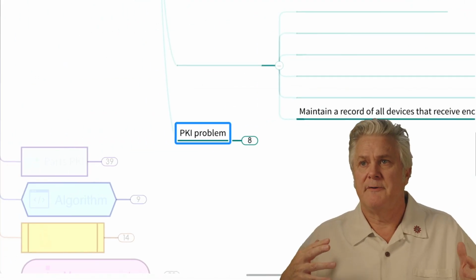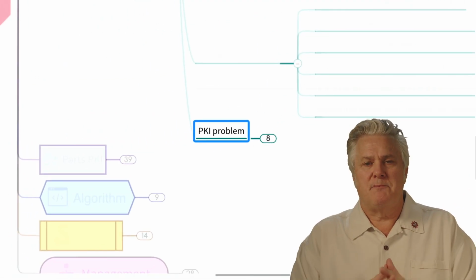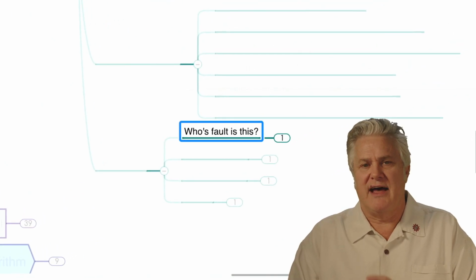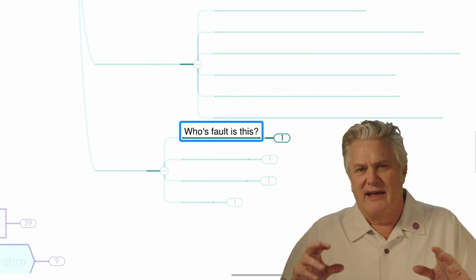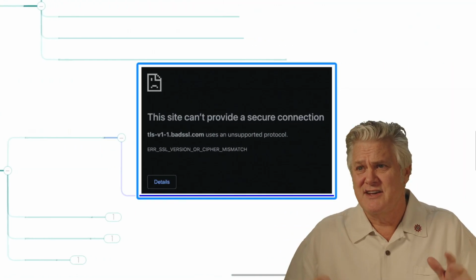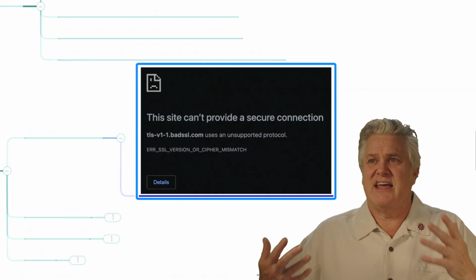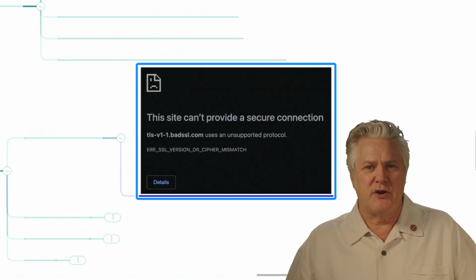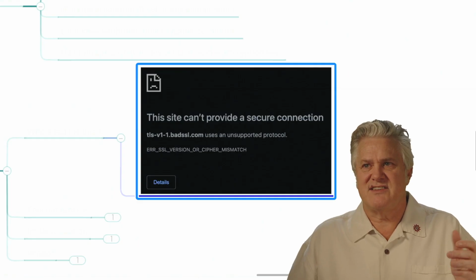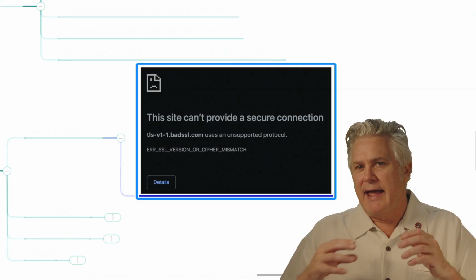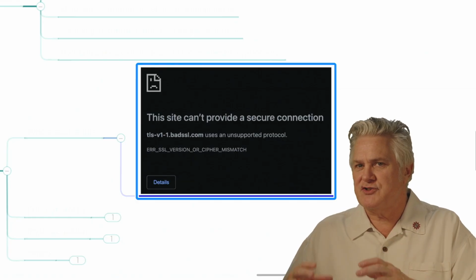The problem with PKI, and we need to look at a very real problem that happens quite often. Now, I'll show you the diagram here, and I want you to answer this question. Who's really at fault for this? If you look at this, it says this site cannot provide a secure connection. It's trying to use an unsupported protocol. And it says SSL version or cipher mismatch. Is this an end user problem or is this a server problem?